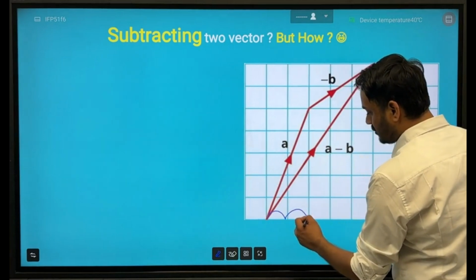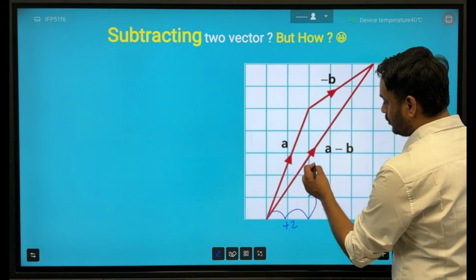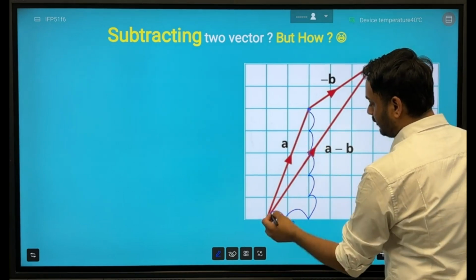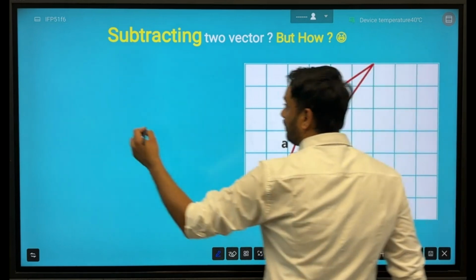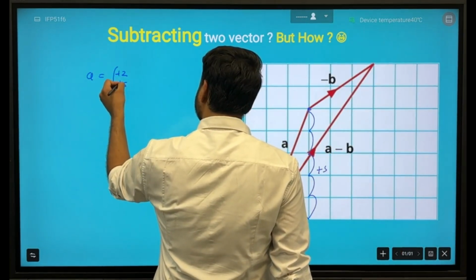That is +1, +2. They are going from this direction in the positive x direction. Then 1, 2, 3, 4, 5. So we need to take this position. So +5. So the column vector for a will be +2 and +5.